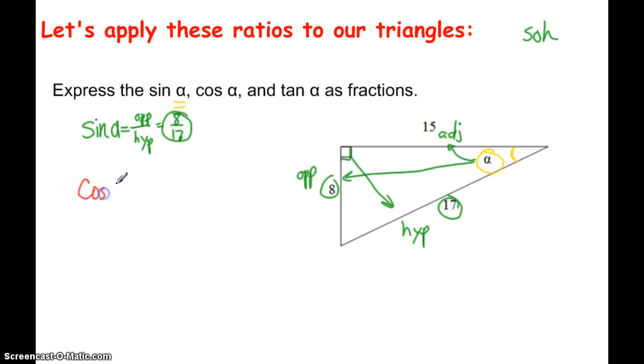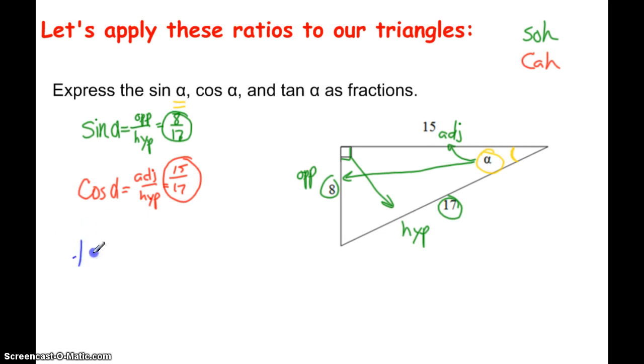For cosine, cosine is adjacent over hypotenuse. Remember, SOH CAH TOA, that's my CAH, C-A-H. Cosine is adjacent over hypotenuse. And so adjacent is 15, hypotenuse is 17. Again, I can't simplify that fraction, so that's my answer.